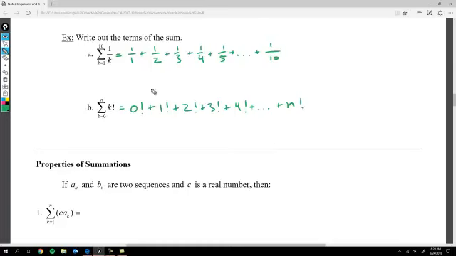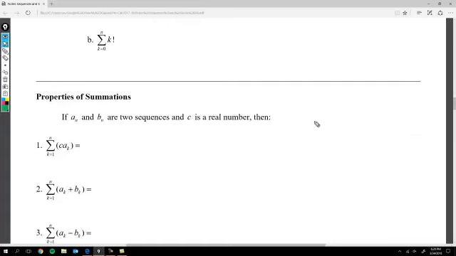It's actually impossible to write out all the terms of this because it's infinite. It's too big. Okay, I don't know where n is, so I'm just going to write out a couple terms, put an ellipsis, and then write my last term there. Right, no problems with that.